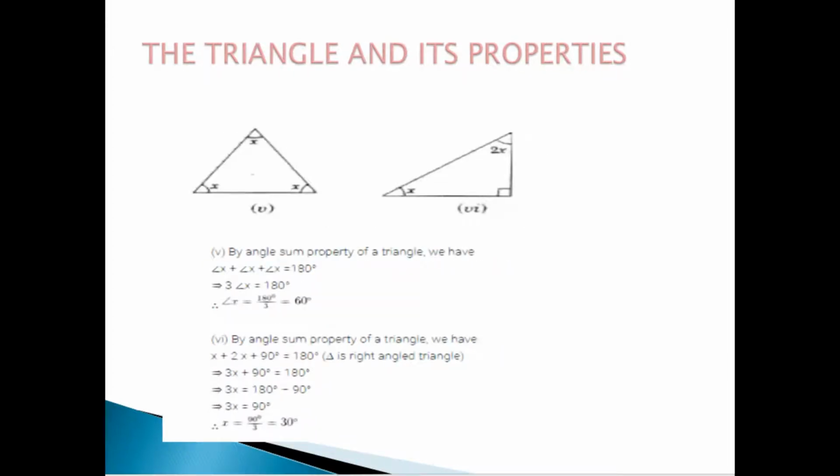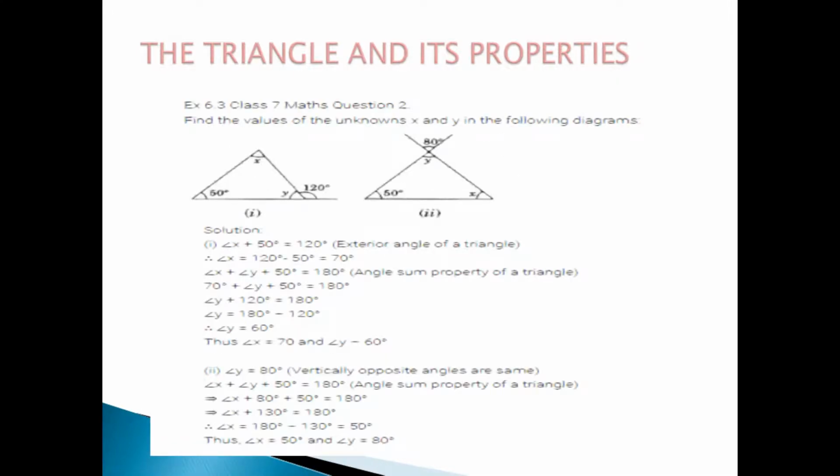Moving to the fifth part, by angle sum property of the triangle, here all the three angles are given as x. So x plus x plus x equal to 180 degree. So thrice of x is equal to 180. Angle x is equal to 180 upon 3 equal to 60 degree. Similarly, you can try the sixth part yourself.